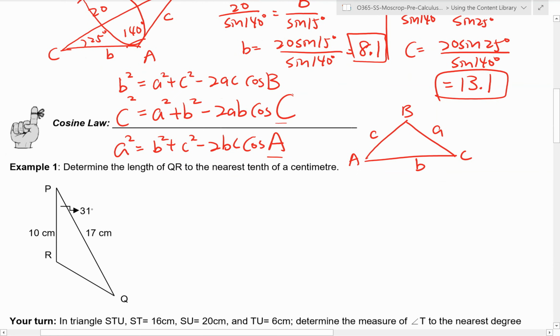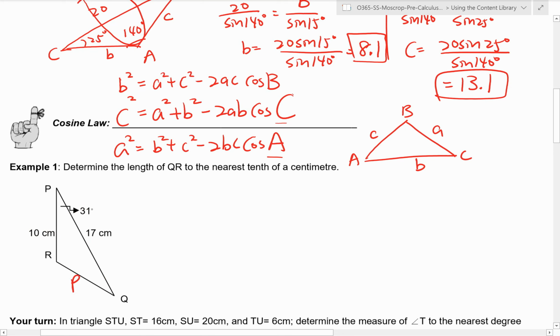So here's the example. We are looking for the length of QR to the nearest tenth. You can see in this case you just can't find a pair, right? To use sine law, you either have to know this angle and this side length, or this side length and that angle. But none of them match up. There are just no pairs. So in this case, we have to use cosine law.